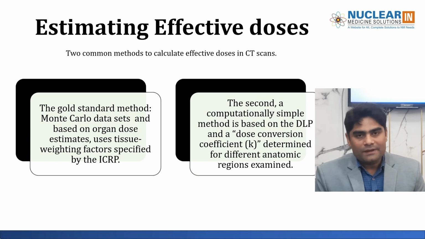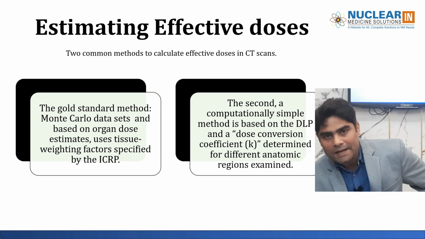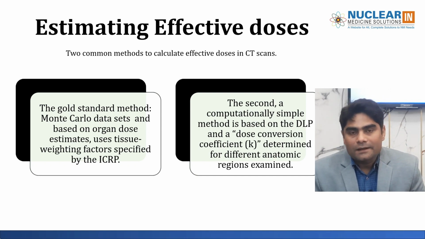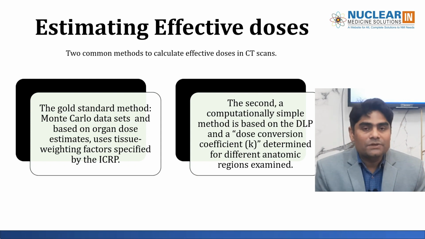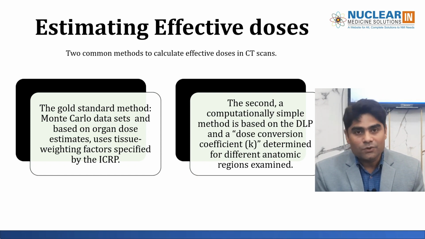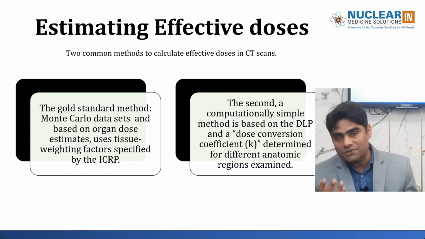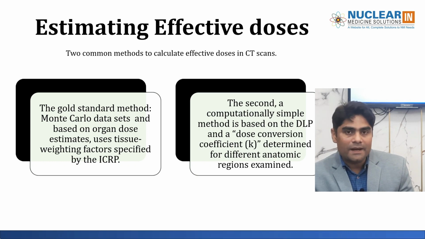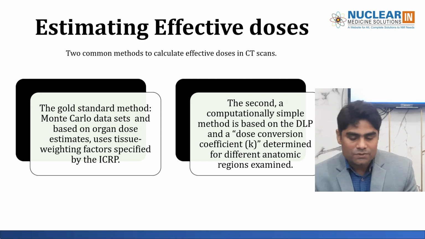This method of calculating effective doses is not very accurate, but an approximation can be done and we can get a good approximation, but it is not considered the gold standard. There are two methods of calculating radiation doses from CT. One is called the gold standard method, which uses Monte Carlo simulations and the tissue weighting factors from ICRP-103 recommendations, and the other is the one we used, with dose conversion coefficients, where we directly multiply DLP with the dose conversion coefficient and get the effective doses.